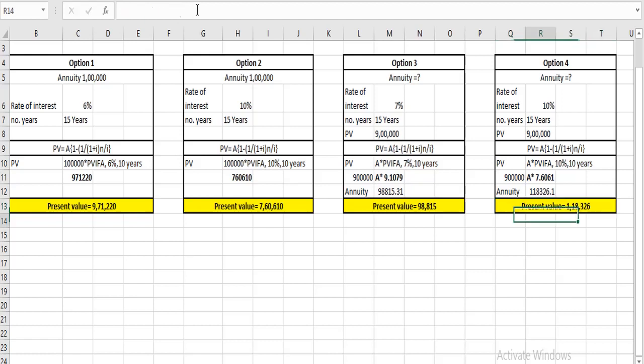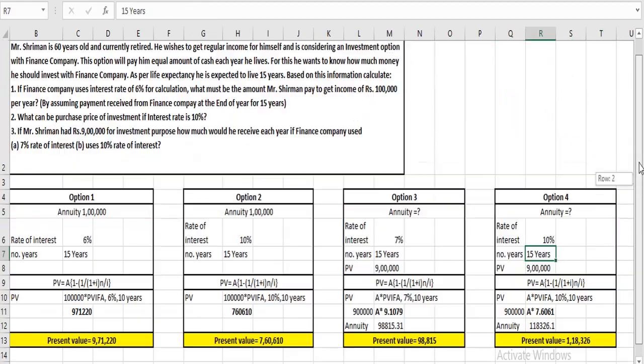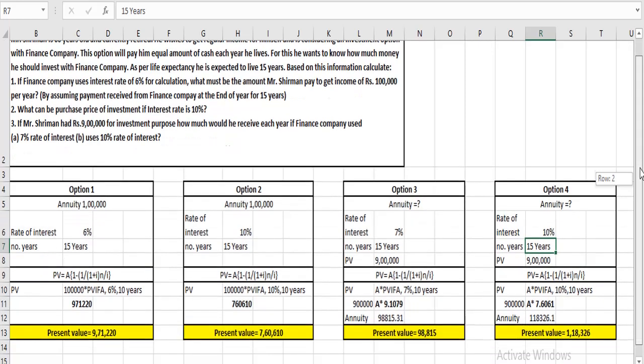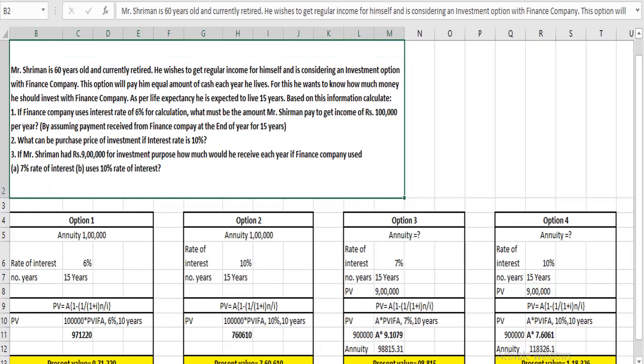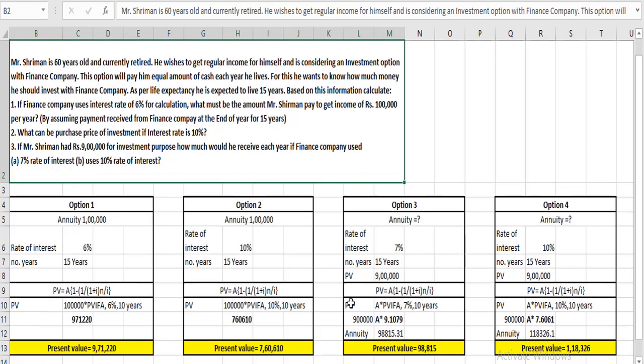1,18,326 rupees. If Mr. Shriman has 9 lakh and deposits it with an investment company giving a 10% rate of interest, he can generate a yearly income of 1,18,326 rupees.